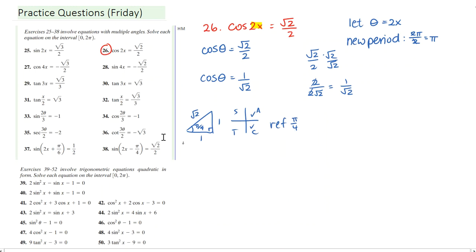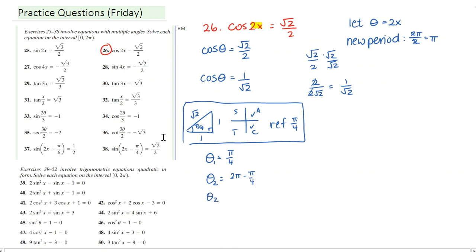So now that we have all those little pieces of information together, we can say that theta 1 is going to equal, in quadrant 1, pi over 4, and theta 2, which is going to be in quadrant 4, is going to be 2 pi minus pi over 4. So if you need to see it written out, that is the reason why for theta 2, we're then going to get 7 pi over 4. Okay, now that's the two angles for theta. Now we have to convert in terms of x.